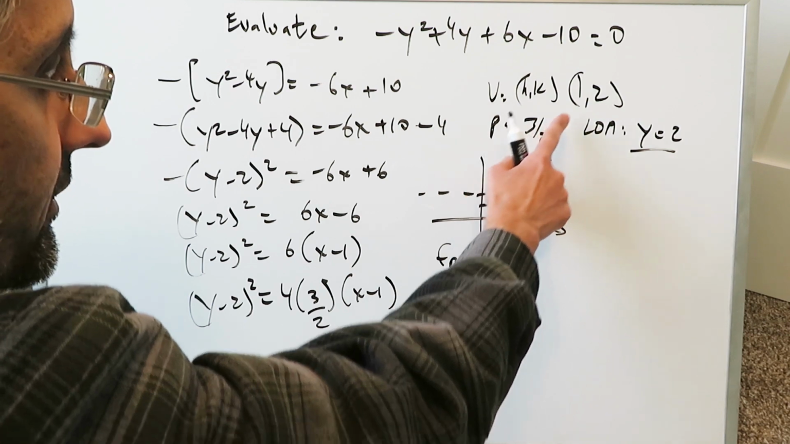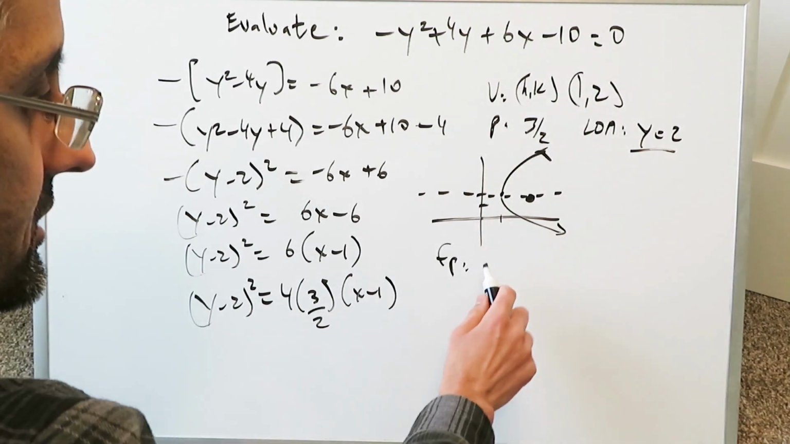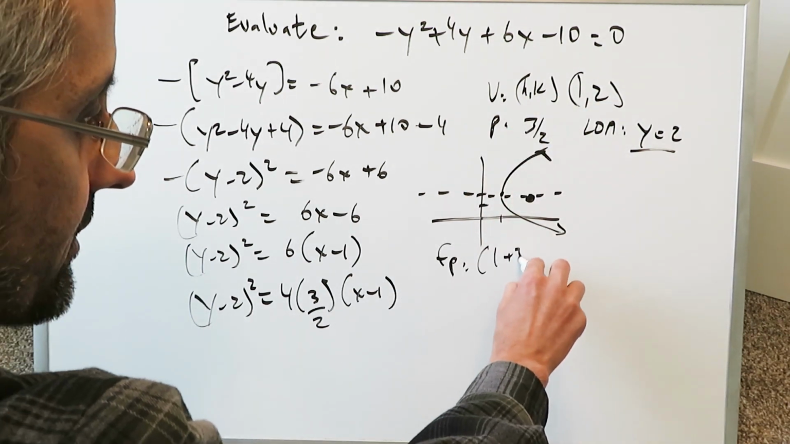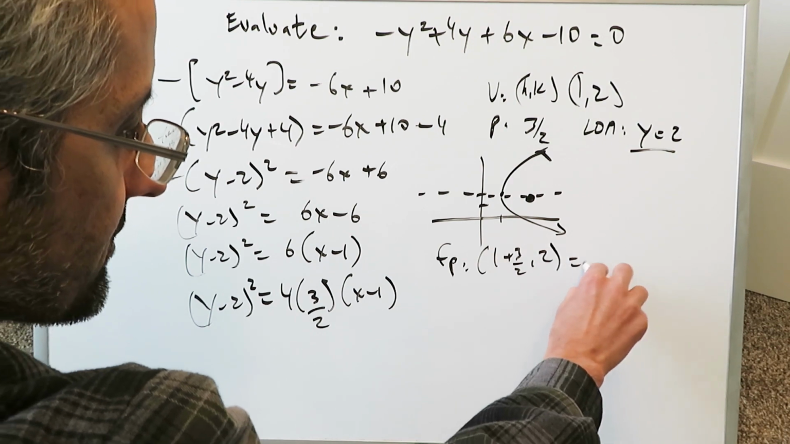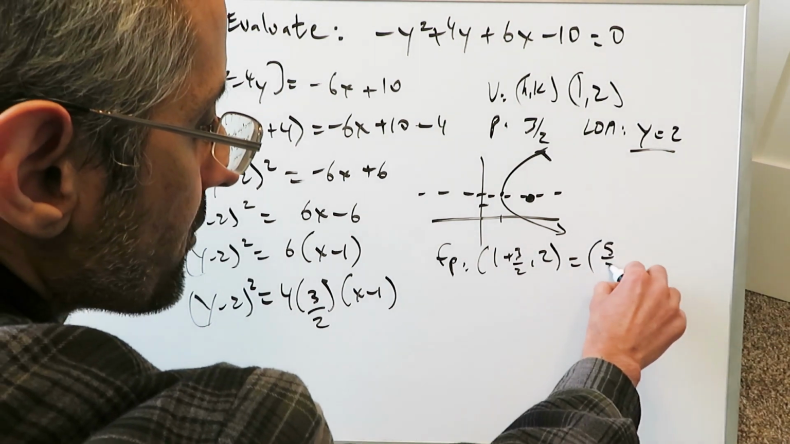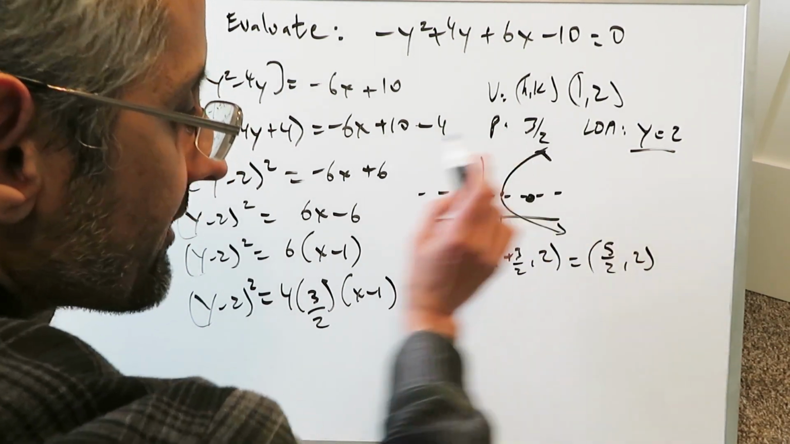So you're going to do 3 over 2 plus that 1. And you know what that is going to be. It will be 1 plus 3 over 2 comma 2, which is what? Your focal point here will be 5 over 2 comma 2. This right here is 5 over 2 comma 2.